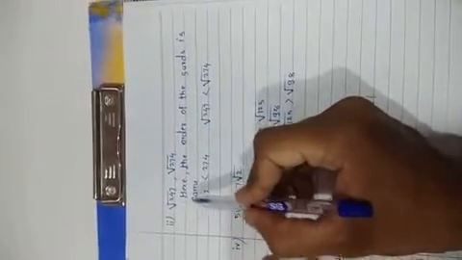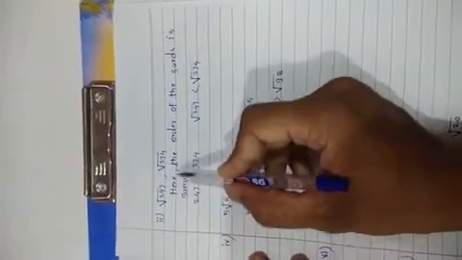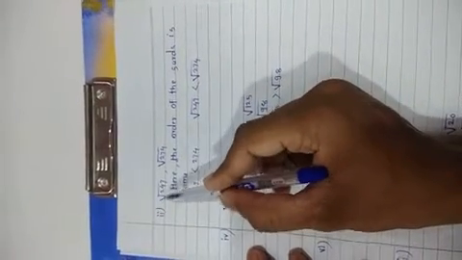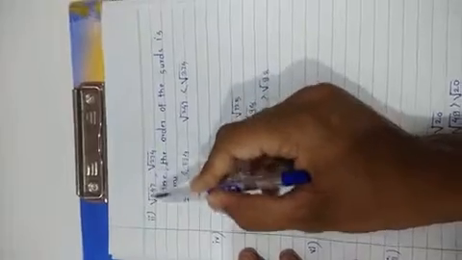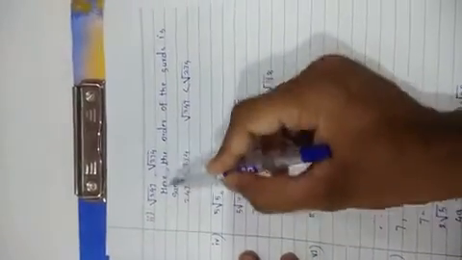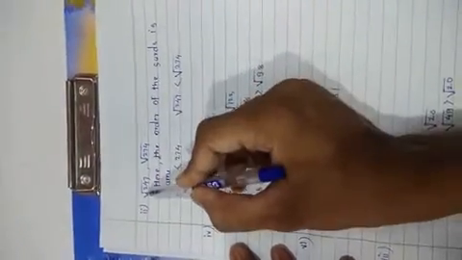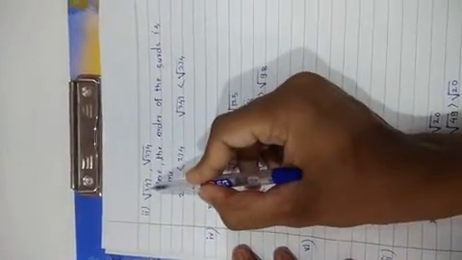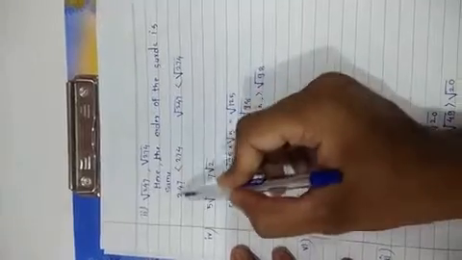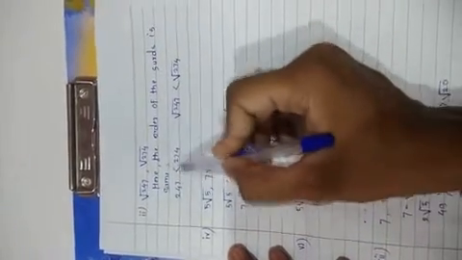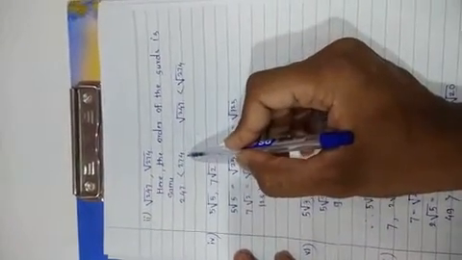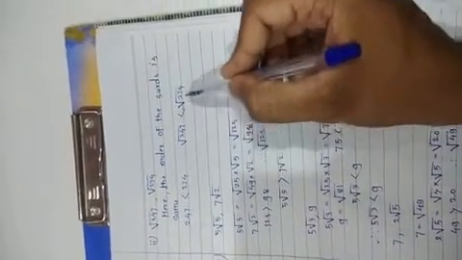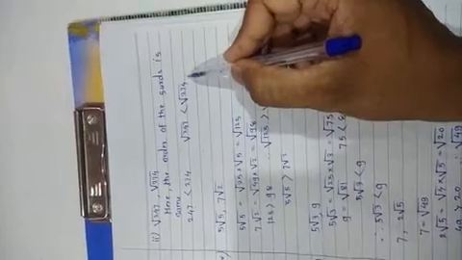Another example, root 247 and root 274. Here, students, the orders of both the surds are the same, which is 2, because it's a square root, and the radicands are different. So we have to compare the radicands, means the numbers. 247 obviously is less than 274. So students have to say that root 247 is less than root 274.